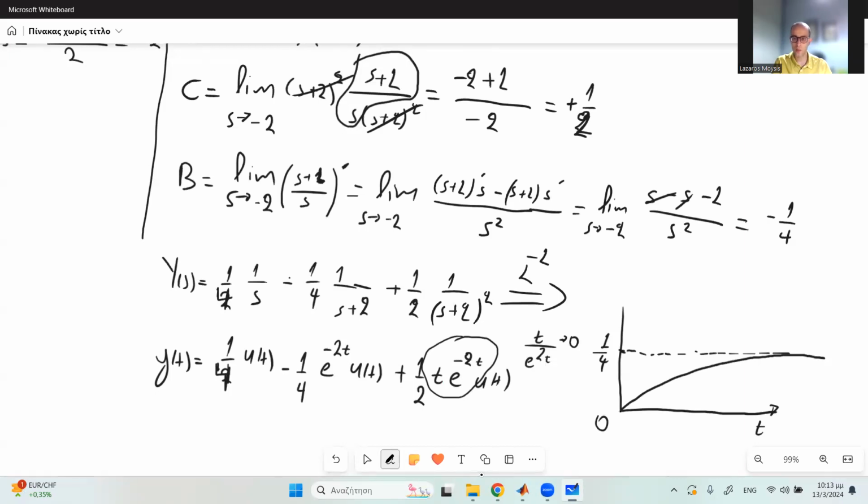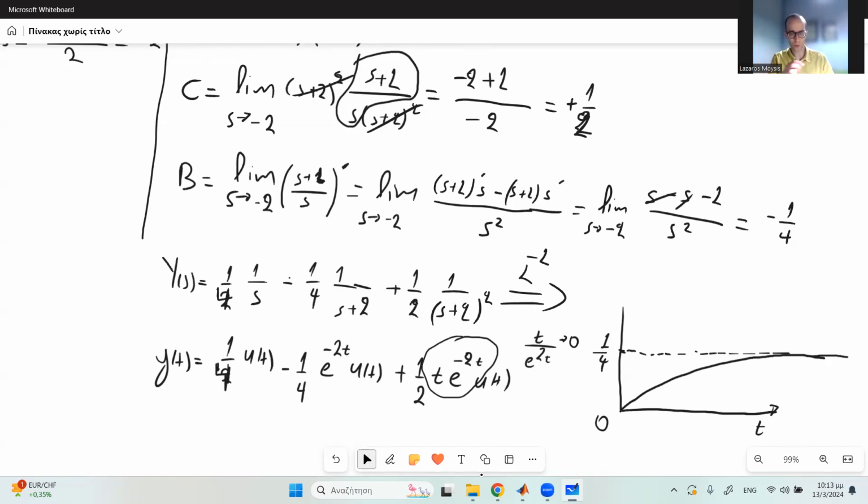So this system will not perform any oscillation. Of course, we don't have sinusoidal terms, but it will simply steadily over time go to the 1/4 position. Okay, so this is it for our system.